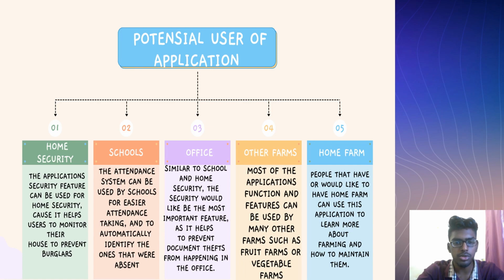The second one will be schools. The attendance system can be used by schools for easy attendance taking and to automatically identify the ones that were absent. The security feature can also be used by them to make sure that the school is secure and to prevent kidnapping.